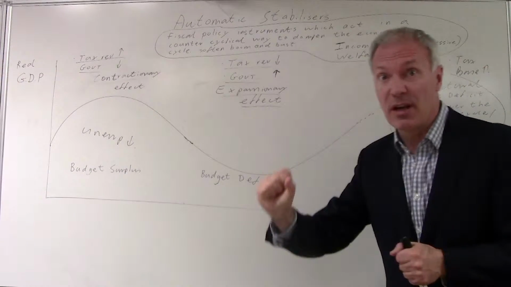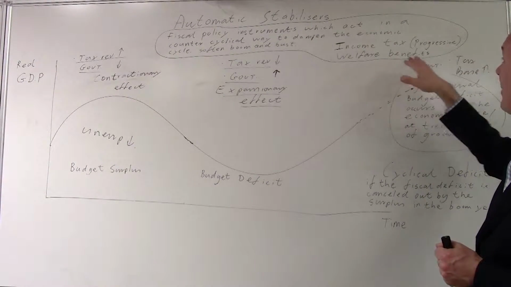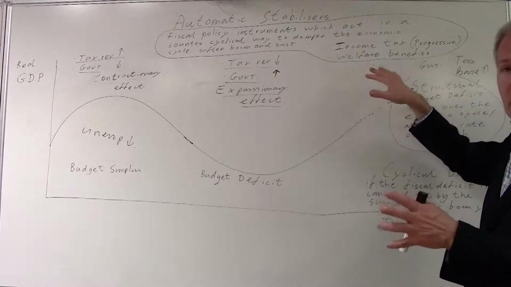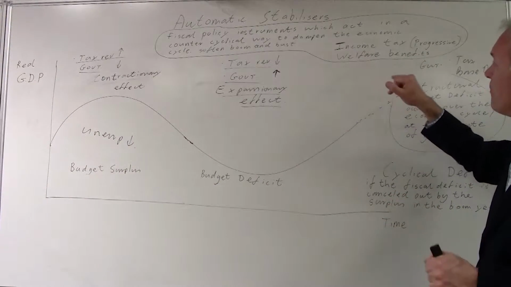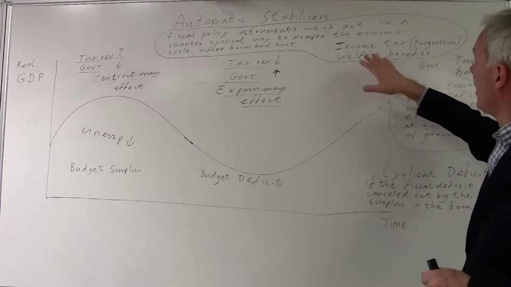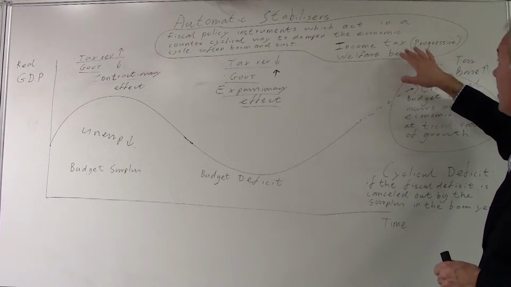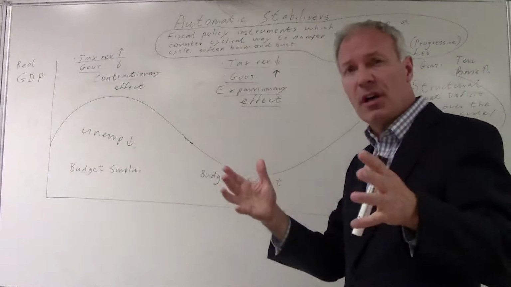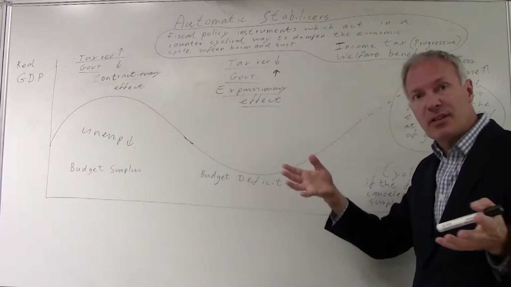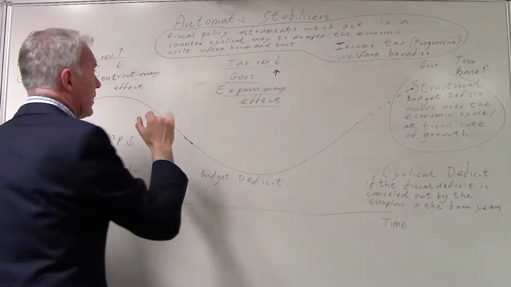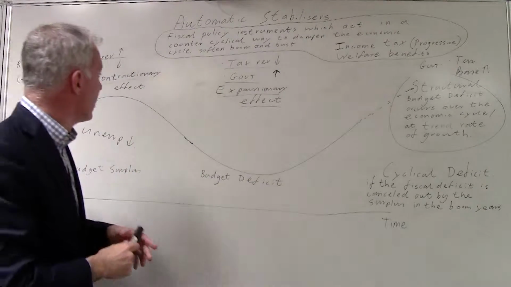There's two automatic stabilisers. We have welfare benefits, such as unemployment benefits, benefits to the low paid, maybe tax credits or universal credit. Now we also have income taxes, and the more progressive the income tax, the stronger the automatic stabilisation effect. So let's have a look at how this occurs.